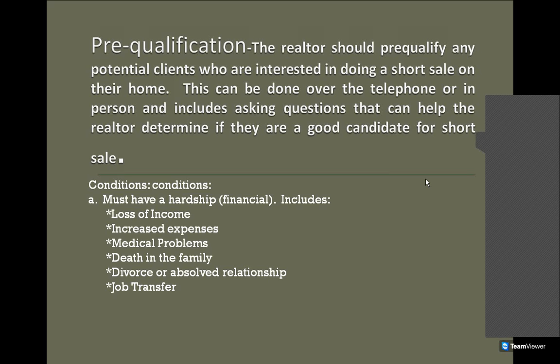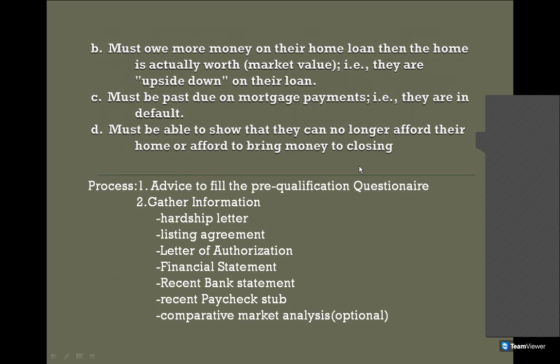Now, the conditions are they must have a hardship, which is a financial hardship. They could have a loss of income, increase in expenses, medical problems, death in the family, divorce, or job transfer. Those are some reasons. And also, they must owe more money on their home loan than the home is actually worth. That's what we call the upside down situation.